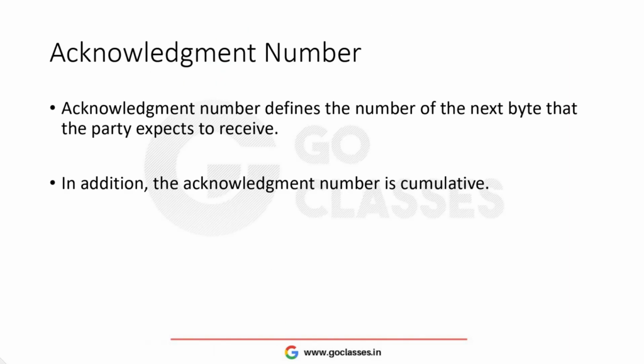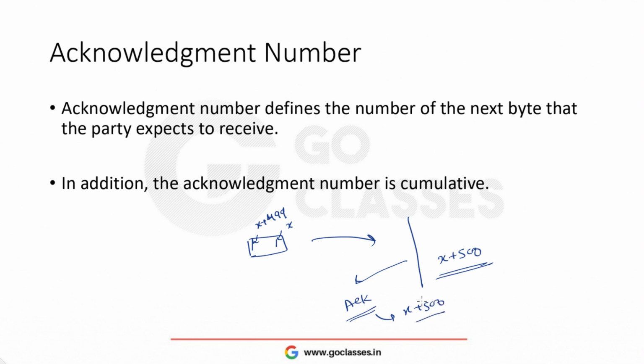Now let's see the acknowledgement number. The acknowledgement here defines the number of the next byte that a party is expecting, right? Which means that suppose you have sent some segment to the receiver, from X to X plus 499. Now the receiver will say that it is expecting X plus 500 as the next sequence number. So the receiver will say the ACK, or acknowledgement number, is X plus 500. The acknowledgement number defines the number of the next byte that the party expects to receive, so the acknowledgement number will be X plus 500 only.